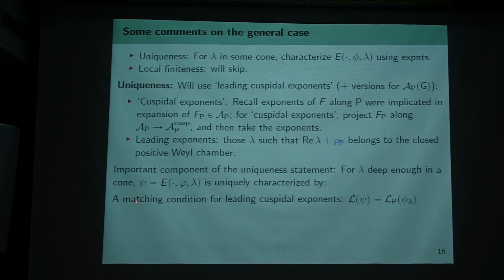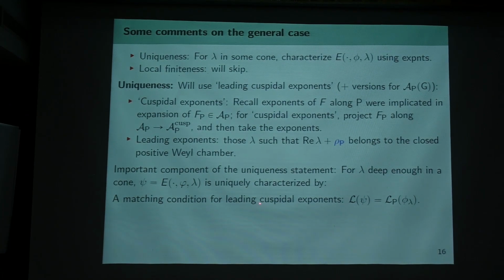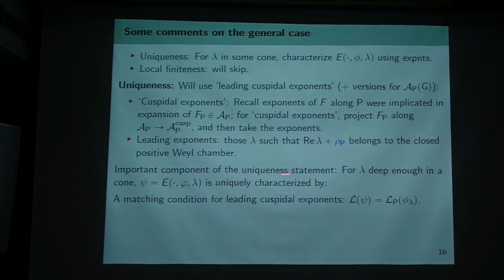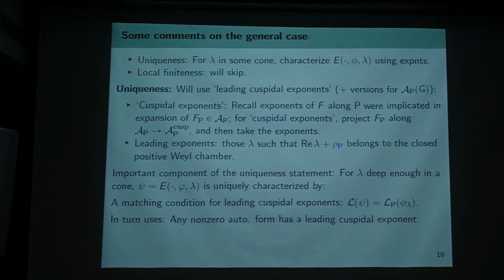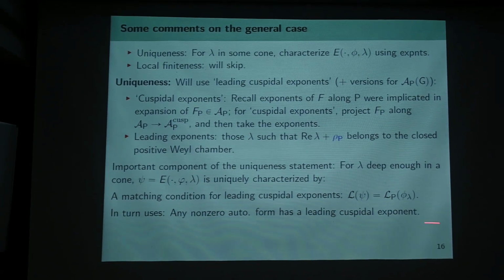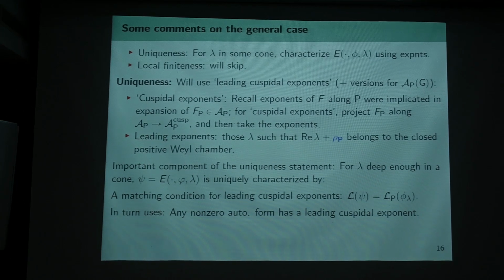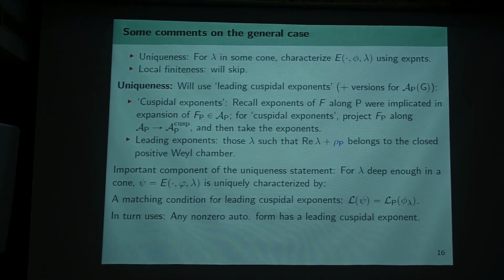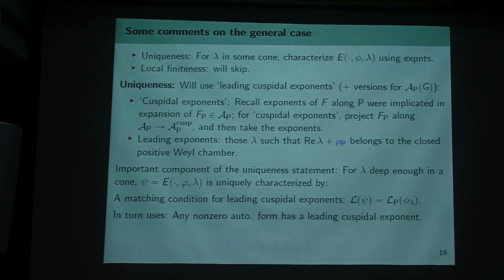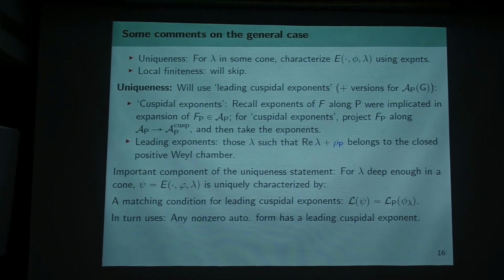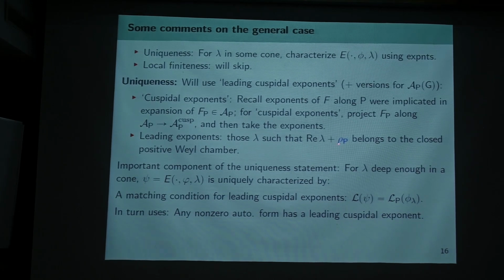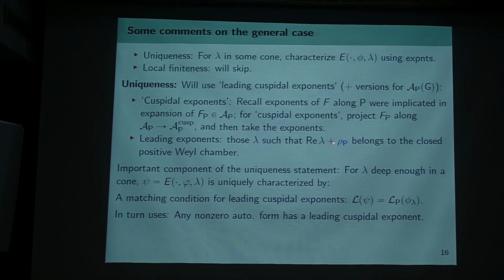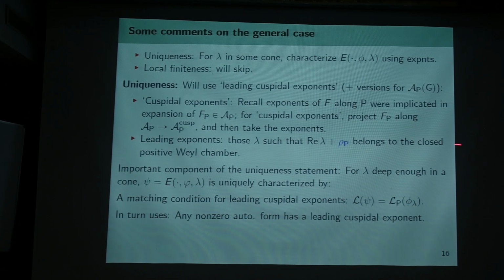So this is a generalization of the earlier thing. You can characterize automorphic forms by matching leading cuspidal exponents. Let me not elaborate much on that. And one non-trivial and interesting theorem that they prove as part of it is that any non-zero automorphic form has a non-zero leading cuspidal exponent. So it's not like any automorphic form has a cuspidal exponent that lies in the Weyl chamber, but it has a cuspidal exponent that is at least sufficiently close to the Weyl chamber.